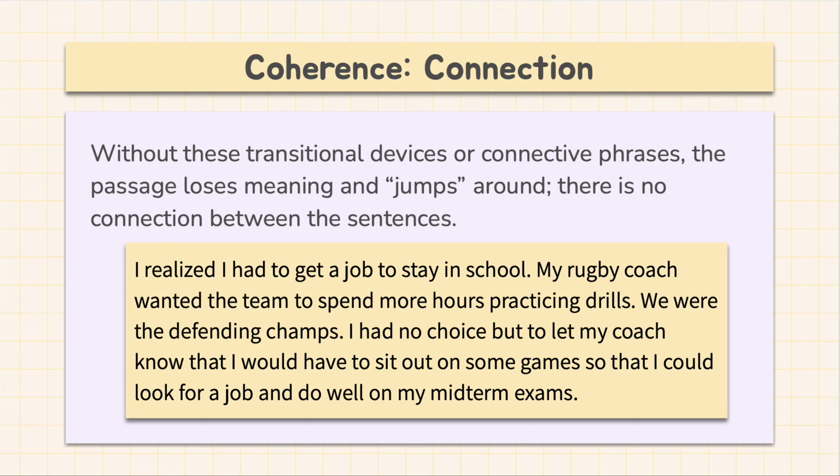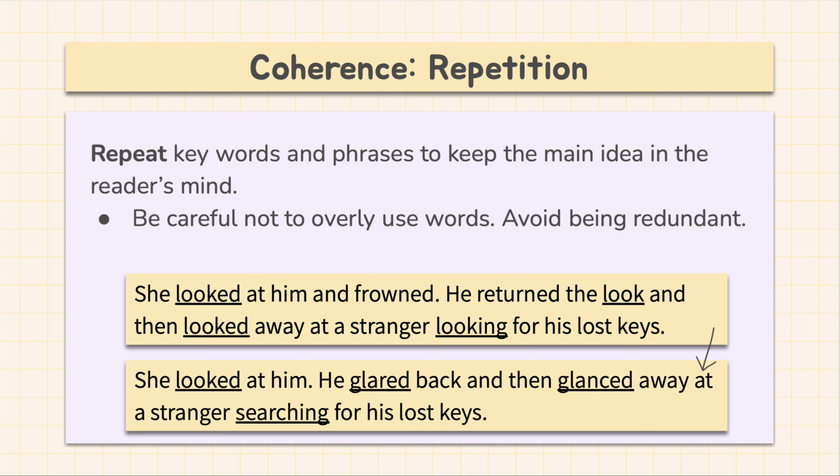What you might notice here is that between some of these sentences, it seems like we've lost meaning in this passage and it's jumping around. Take the first and second sentence, for example. In the first sentence, the writer's talking about getting a job to stay in school, and in the next sentence, they're jumping all of a sudden to the rugby coach wanting them to spend more hours practicing drills. So here we've lost the connection without those transitional phrases. How are these two sentences connected? When a reader sees this, it just looks like they're jumping around.